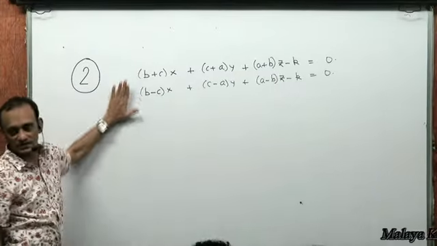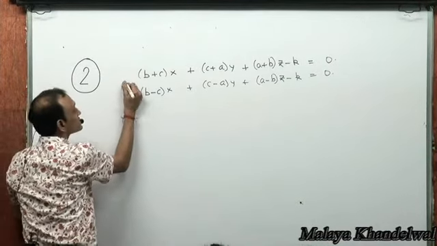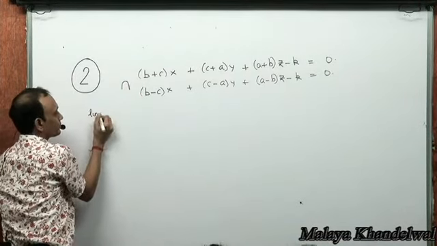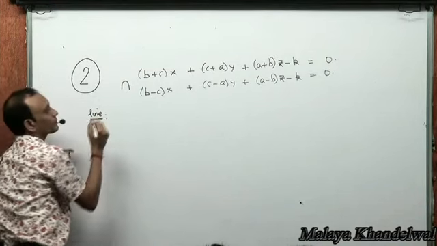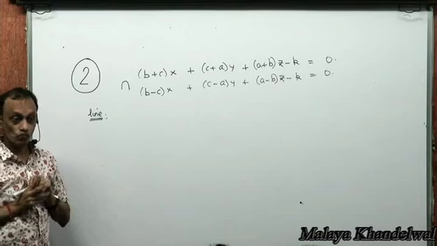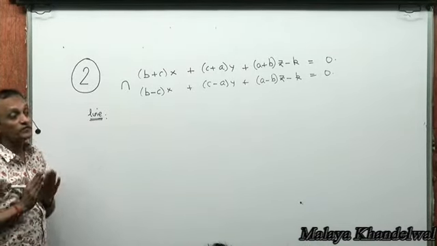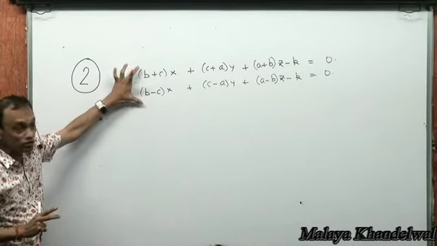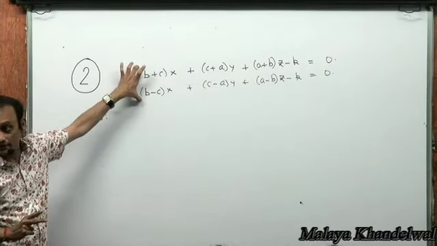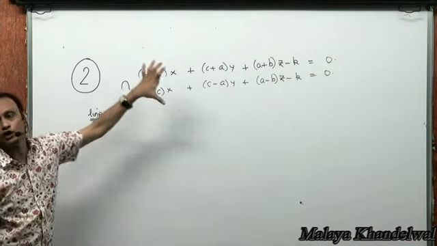This is one plane, this is another plane, but together what do they represent? A line. So this and this essentially is a line. What we are seeking is a line parallel to this line. This combo represents a line. We are seeking a line parallel to this line and passing through the origin.